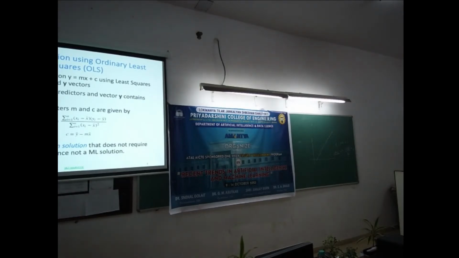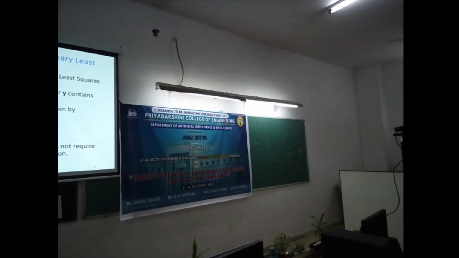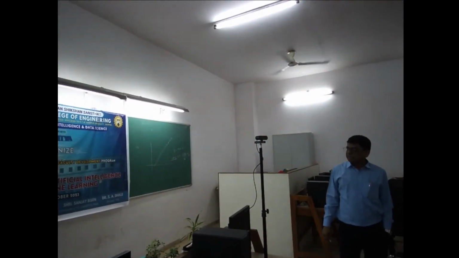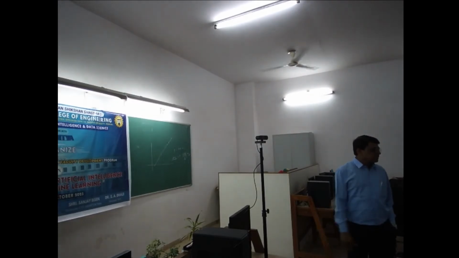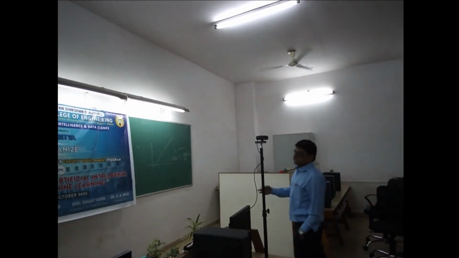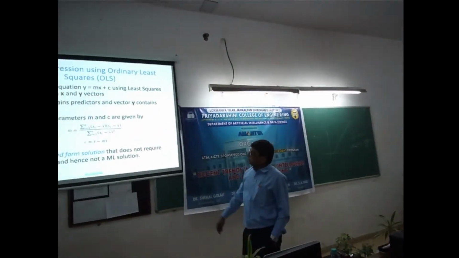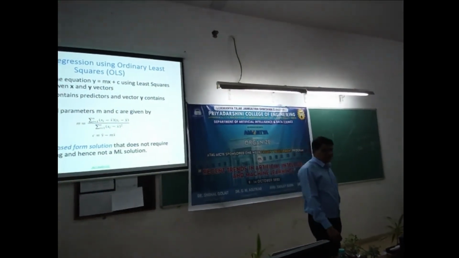Now in the closed form solution, the model parameters m and c are given as follows. m is given by this summation, i equal to 1 to n. There are n samples, training samples, or training examples, or training instances. And what is x bar? x bar is the average of x, and y bar is the average of y.